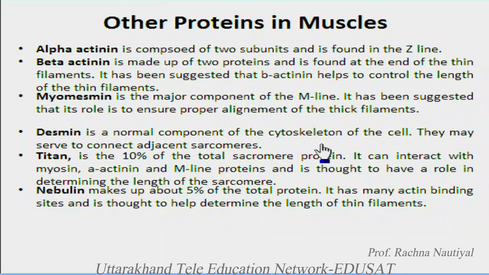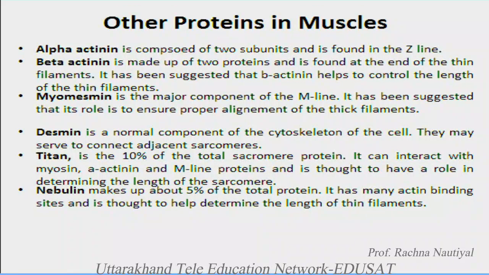Then myomesin is the major component of the M line. It has been suggested that its role is to ensure proper alignment of the thick filaments. Myomesin is again for the proper alignment. So how are they important? Just in the arrangement of the different muscular proteins all along the muscles or in a fiber.